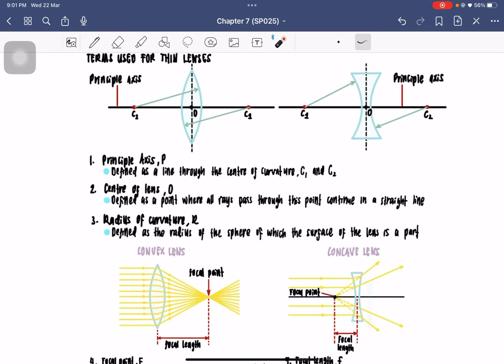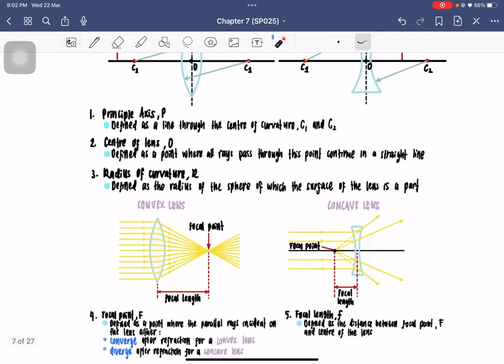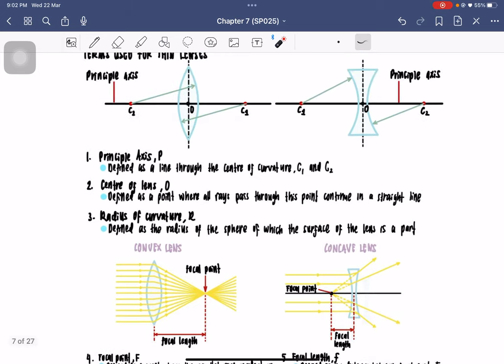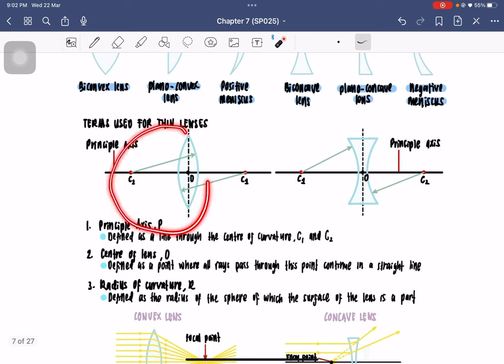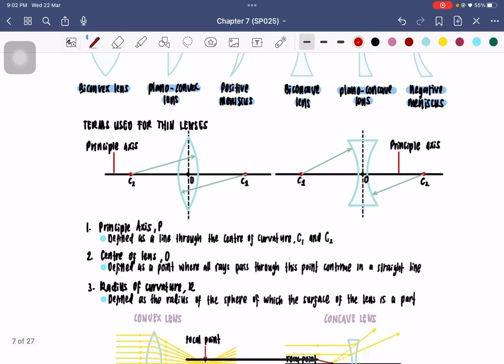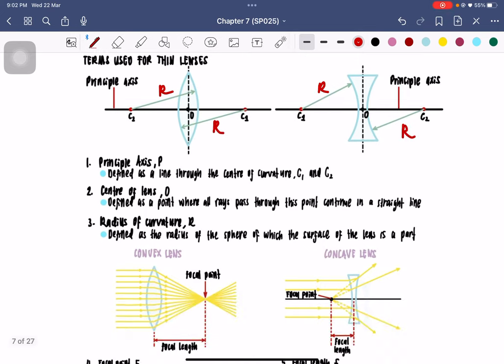We have the principal axis, which is the line through the centers of curvature C1 and C2, and then the center of the lens, which is O, a point where all rays pass through, and then continue in a straight line. Radius of curvature R is just the radius of the sphere of which the surface of the lens is a part. So this is one sphere, this is the second sphere. I forgot to add the label, so this is R. Okay, so that is your radius of curvature.